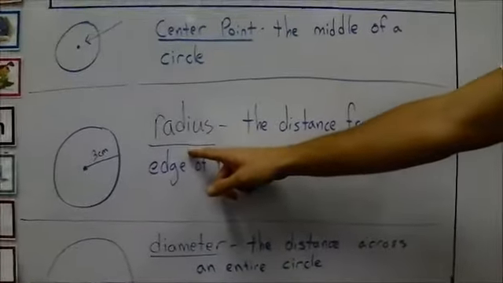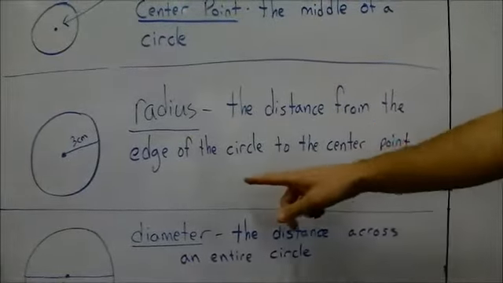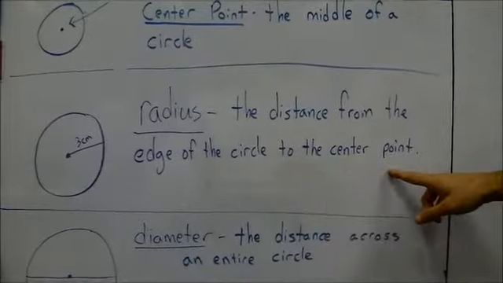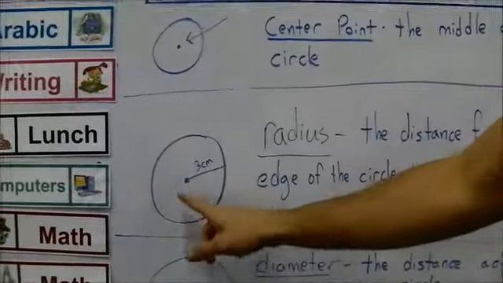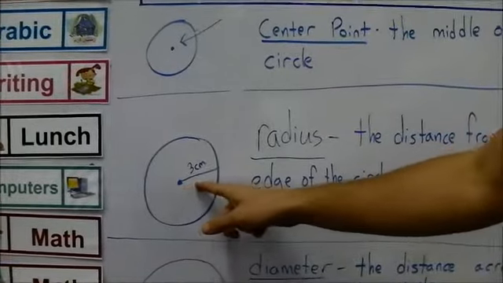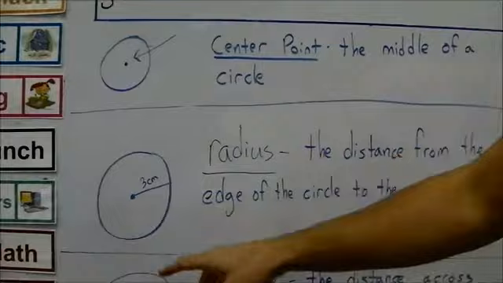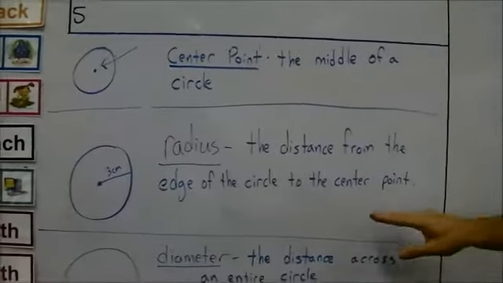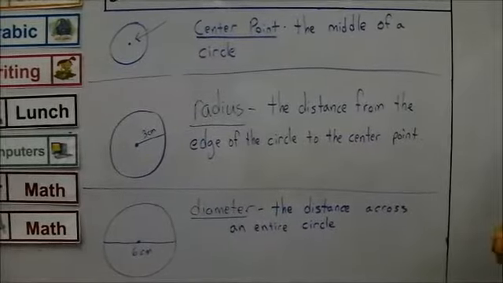Then, let's take a look at our radius. The radius is the distance from the edge of the circle to the center point. So we have our center point here. This is 3 centimeters from the edge of the circle to the center point. Again, this will all just be writing this down for right now. So take your time. If you need to pause it, pause it.